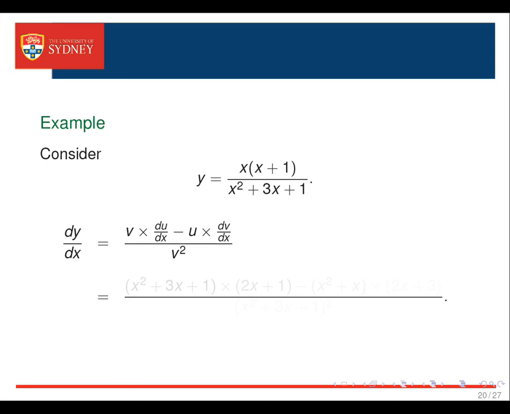Here's the final example. As usual, letting u be the numerator function and v be the denominator function, the derivative dy dx is given by v times the derivative of u minus u times the derivative of v, and this is all over v squared.